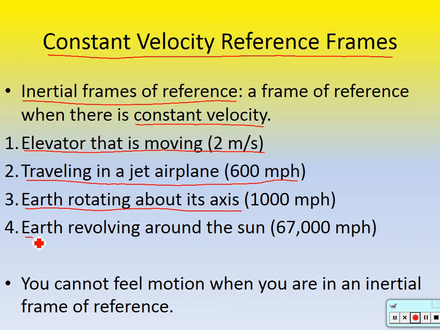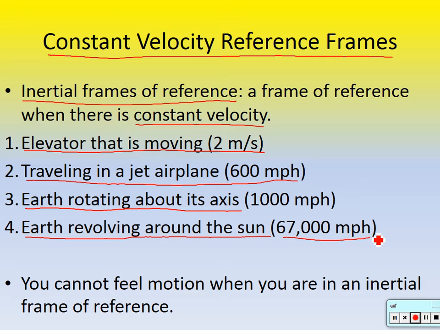Okay, now there's one more. What about the Earth revolving around the sun? We all know that it takes 365.25 days to get around the sun. That's what 1 year is. How fast are we moving, though? 67,000 miles per hour. We can't feel it because, again, it's constant velocity.